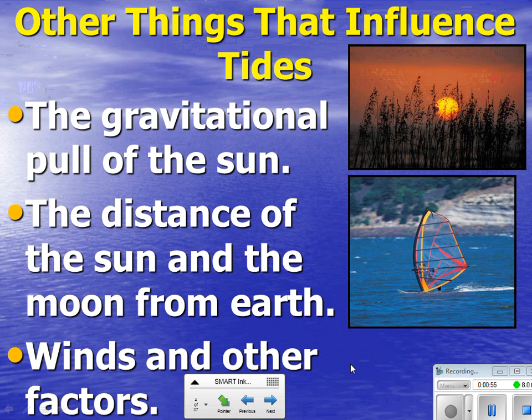Some other things that influence the tides: the gravitational pull of the sun, that huge other celestial body out there. The earth and the sun and the moon all interact together in order to make the movement of the water. The distance the sun and the moon are from the earth at any given time, and then winds are also a very small factor that affect the tides.